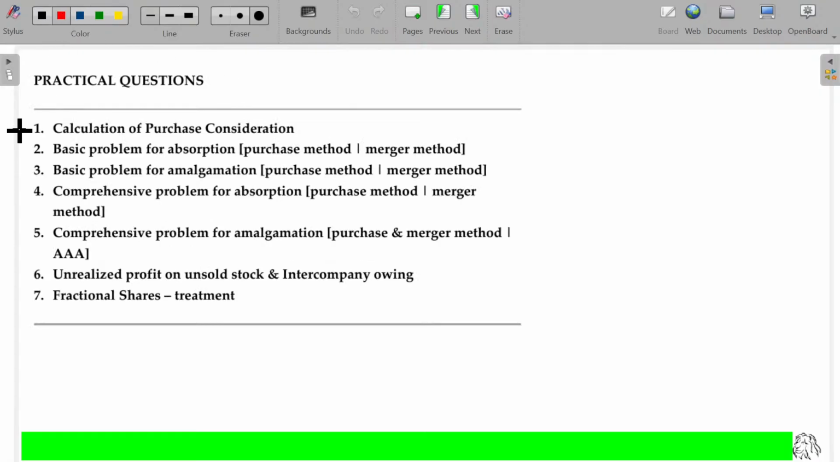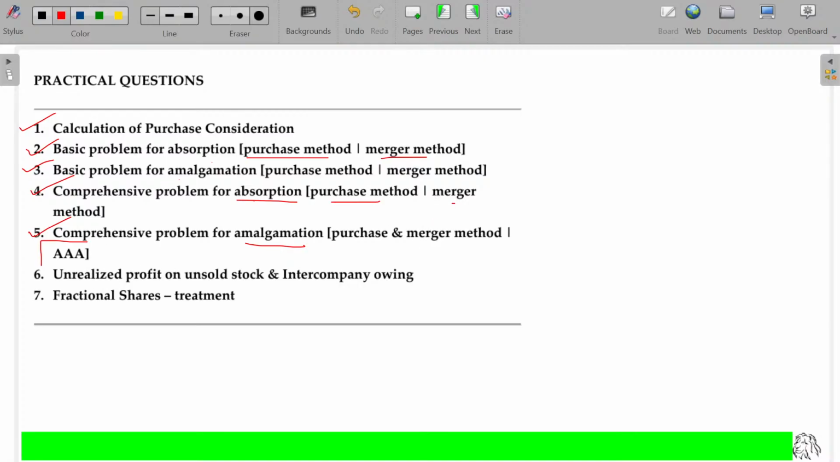So practical questions, calculation of purchase consideration, related questions we have studied. Basic problem for absorption, either it may be purchase method or merger method. How can we solve? We have completed. And in case of amalgamation also we have studied. In case of absorption, a company takes the other company. In case of amalgamation, both the companies are closed and a new company is formed. And of course, we have studied the comprehensive problem for amalgamation as absorption as well as amalgamation under both the methods, purchase method and merger method.